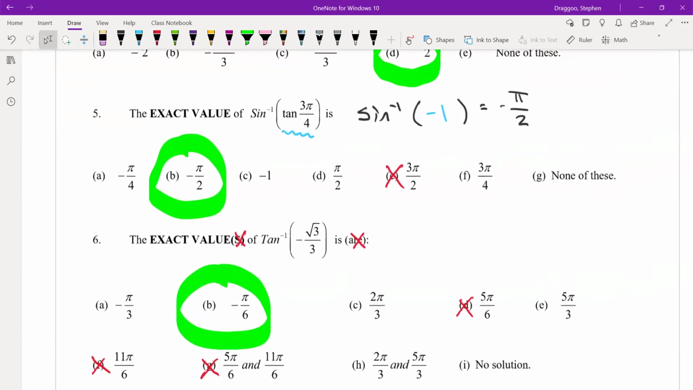Gotcha. So for number 5, solving out tangent of 3π/4. Why did it come out to -1? So we're at a π/4 class of angle, where all the tangent values are 1 or -1. Both sine and cosine are √2/2. But we're in the second quadrant with 3π/4, and tangent is negative in the second quadrant. That's where I got -1 from.